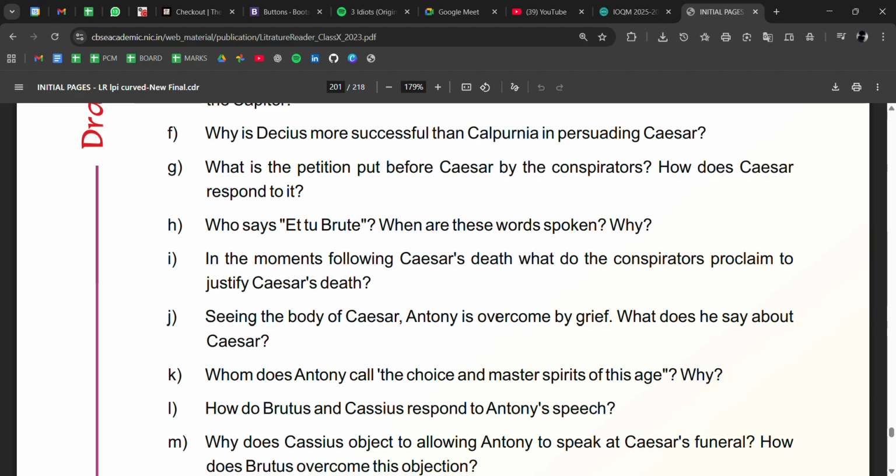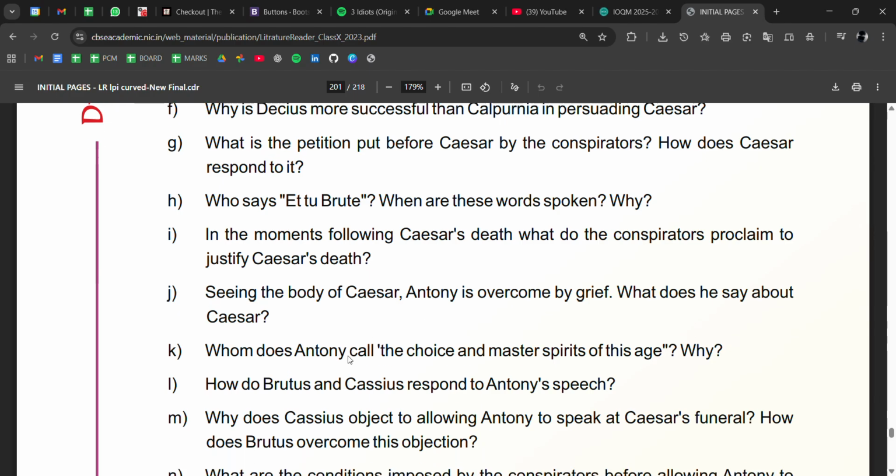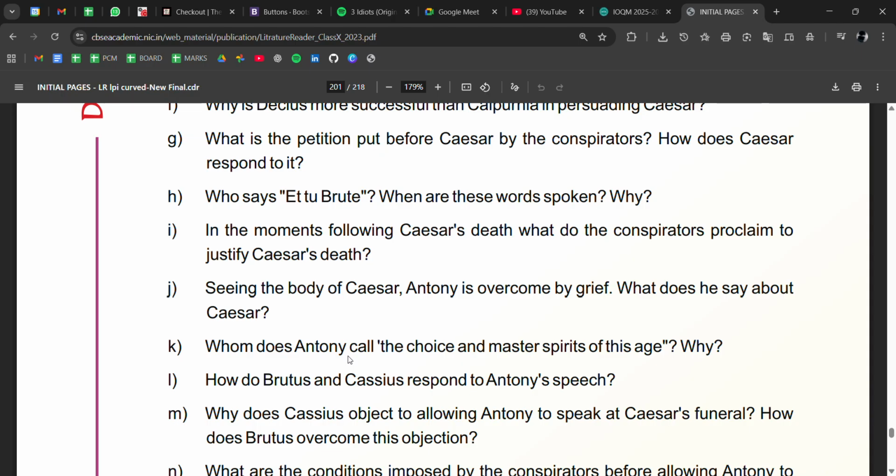Now, at the body of Caesar, Antony is overcome by grief. What does he say about Caesar? Caesar had two great best friends throughout the entire plot of Julius Caesar: Marcus Brutus and Mark Antony. Mark Antony was not a part of the conspiracy.